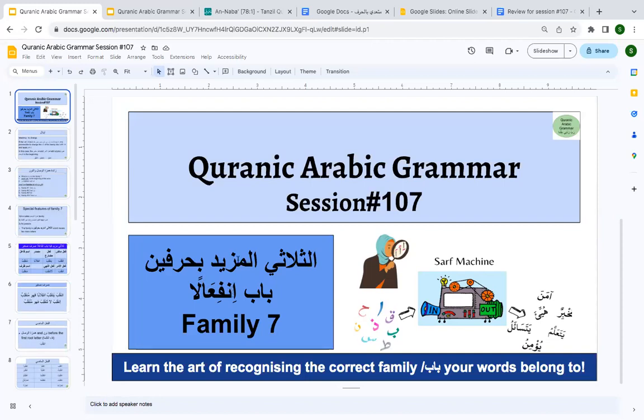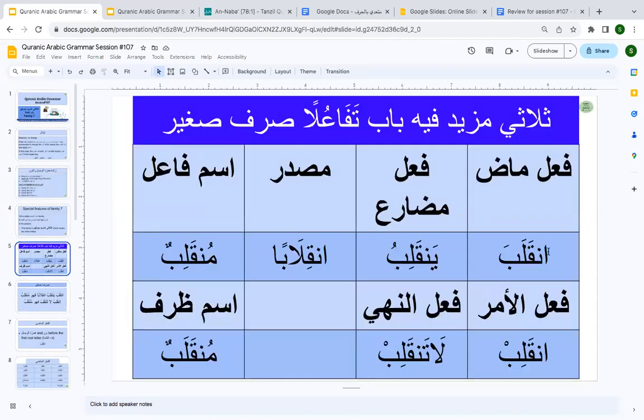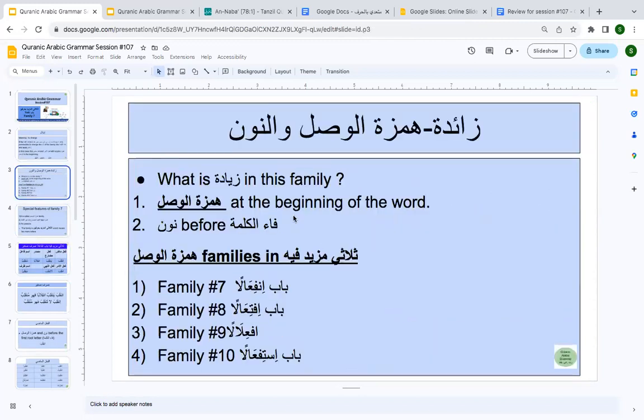But this is Thulathi Al-Mazid Bi Harfain, and these harfain are Hamzatul Wasal and Noon. Yes, you are seeing Hamzatul Wasal, Noon and Alif as ziyada in the Masdar. But in the past tense form of this family, you have Hamzatul Wasal and Noon as the added letters. Everyone with me so far? So ziyada is Hamzatul Wasal and Noon, and both are going to be before the Fa'ul Kalima. Is Fa'ul Kalima the first, second, or third root letter? First root letter. Barakallahu feek, my dear sisters.